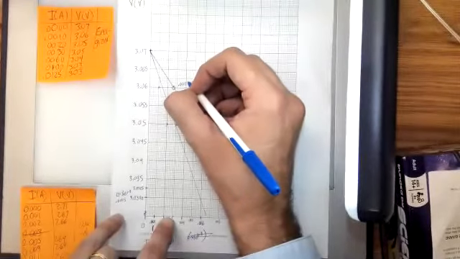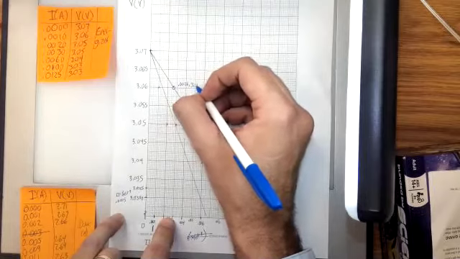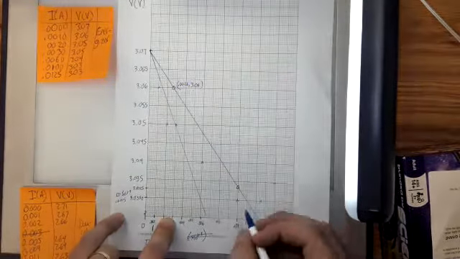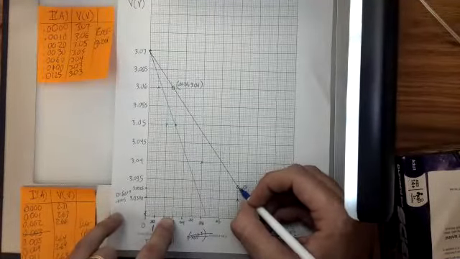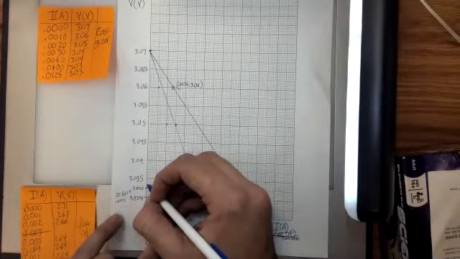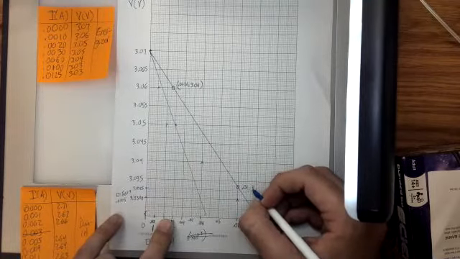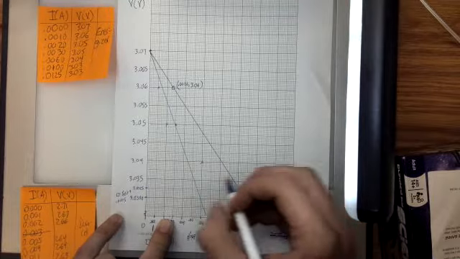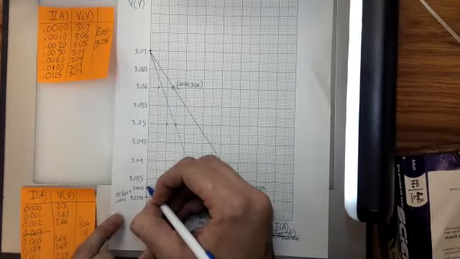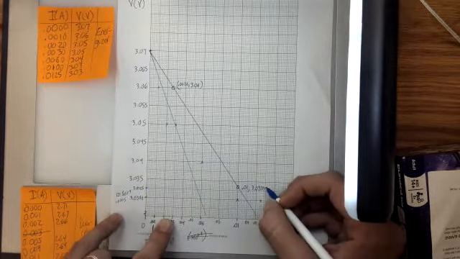Point 0.0026, 3.06. Okay. And for this one, 0.01. 3.0335, right? This would be 3.033035. Okay.